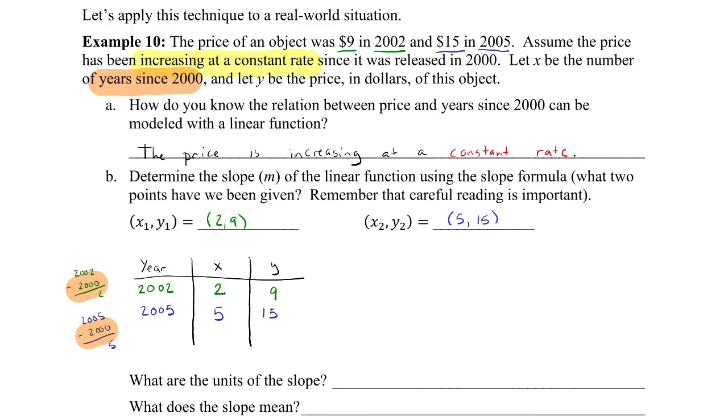Okay, so how can we use that information to determine the slope then? We know that the slope is the change in y over the change in x. So we can do this subtraction in the table if we want. We go from 9 to 15. The change in y is going to be 15 minus 9. And then for x, we go from 2 to 5. So the change is going to be 5 minus 2.